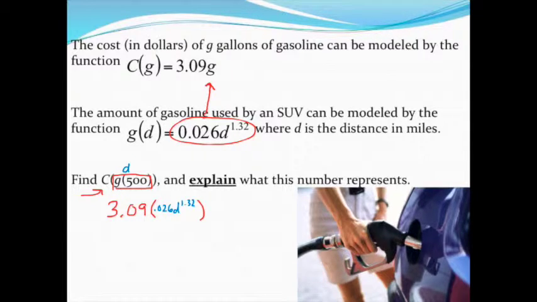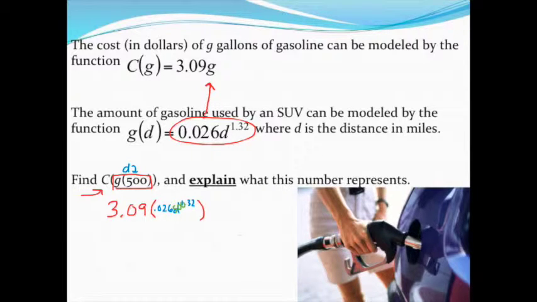And so I'm going to make the variable D 500 in this case. So rather than rewrite this whole thing, I'm just going to be lazy. And over the D variable, I'm just going to write 500 raised to the 1.32.